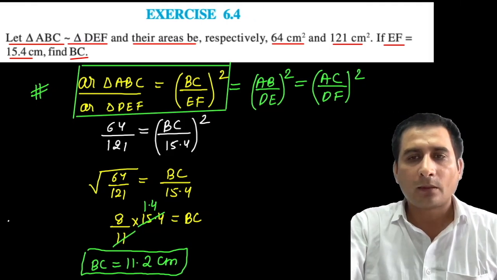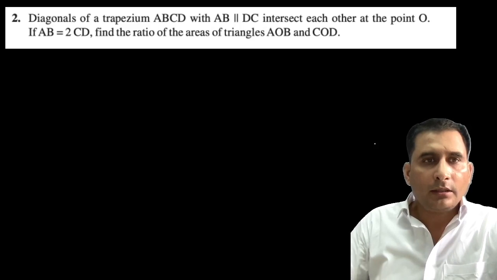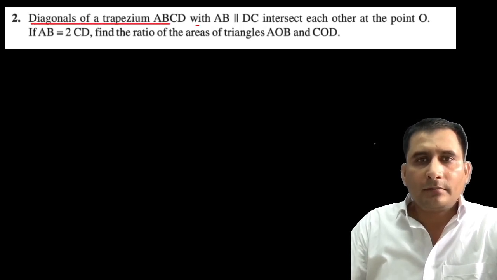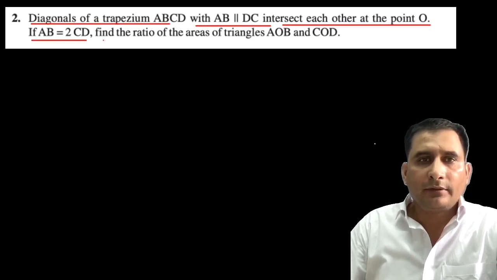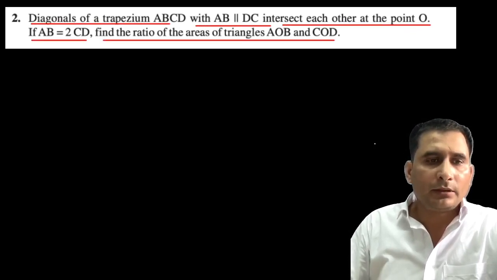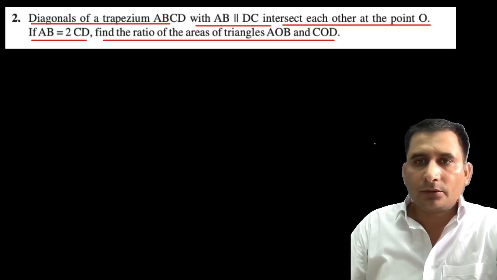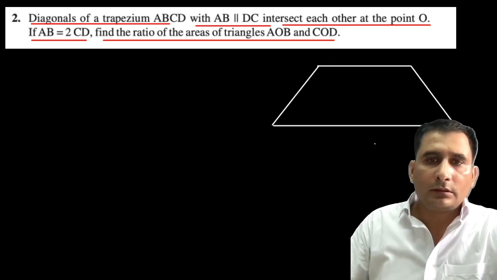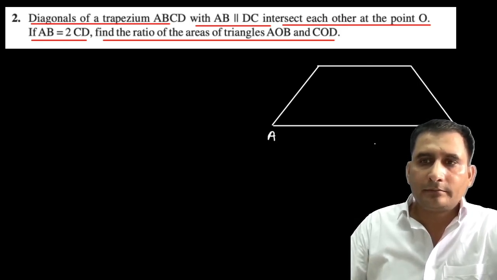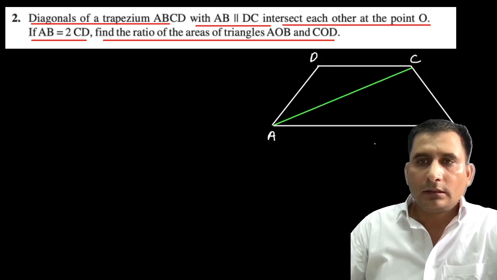Now look at this question number 2. In this question, the diagonals of a trapezium ABCD, with AB parallel to CD, intersect each other at O. If AB equals 2CD, find the ratio of the area of triangle AOB and triangle COD. So let me draw the figure first for this question. The trapezium looks like this.